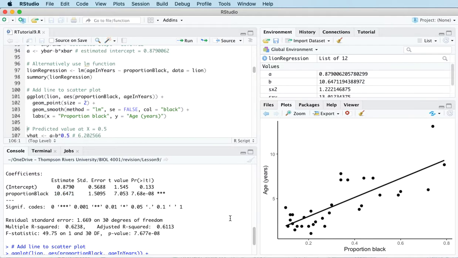In the next few videos, we're going to explore this model in a little more detail.